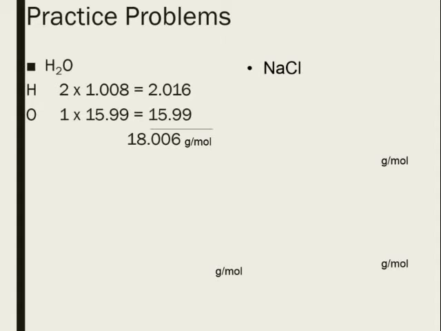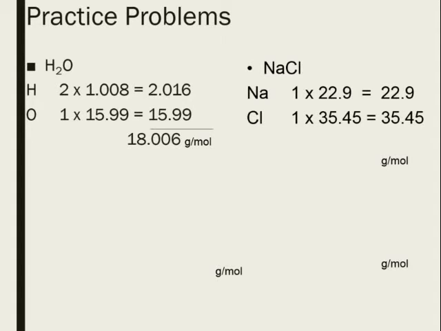NaCl. I have some sodium. I have some chlorine. How much sodium do I have? I have 1. Look at the periodic table. I see that the molar mass is 22.9 grams per mole times 1. It says 22.9. Look at my chlorine. There's 1 of them as well. The periodic table tells me that the mass of chlorine is 35.45 grams per mole. Add those up. Come up with 58.35 grams per mole.